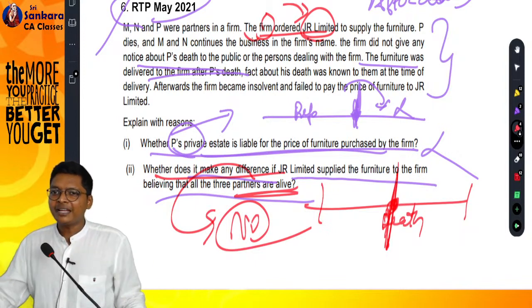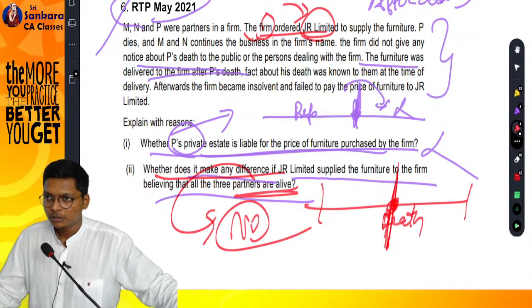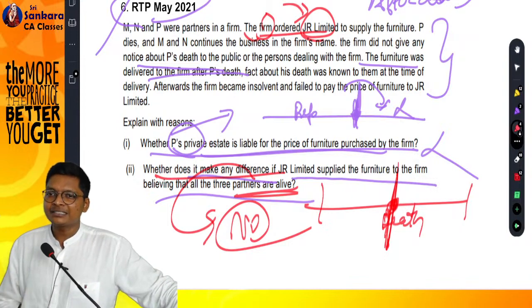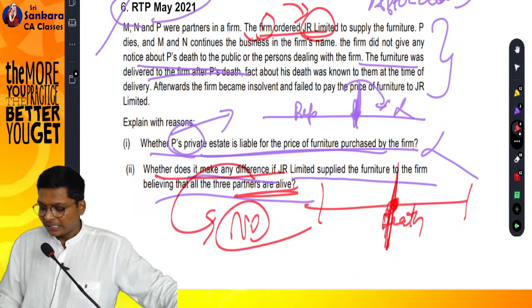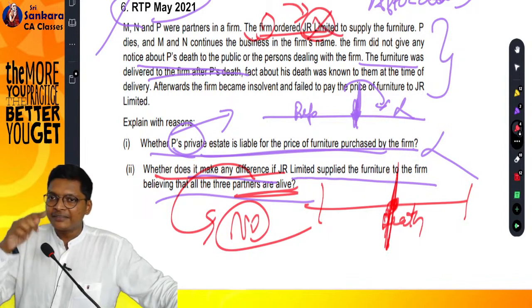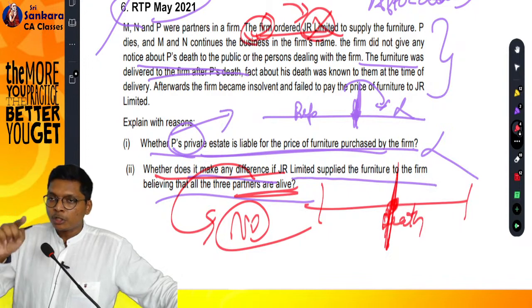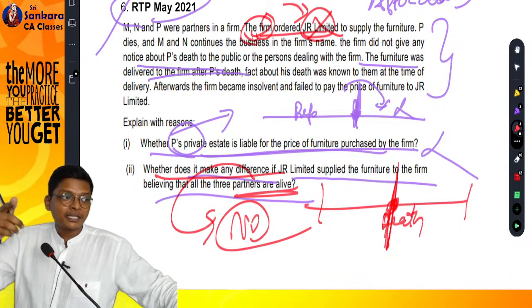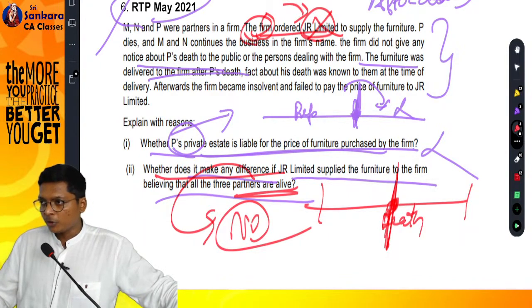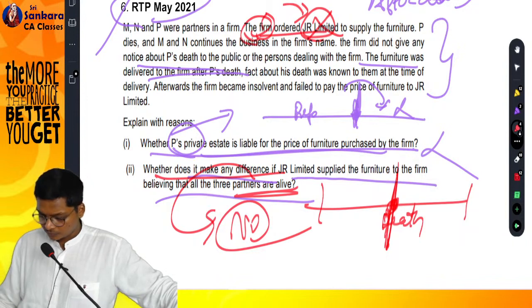What if a partner is retired? Will you stop the contract? You will still enter. Same way if partner is dying or if new partner is coming, it makes no difference to JR Limited. They will still supply. Who has to bear the liability? Firm, because the order is not done by the partner, it's done by the firm. Are you able to follow, guys? Yeshwant, understanding?